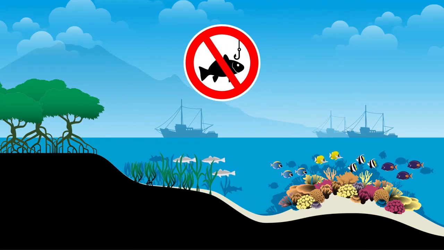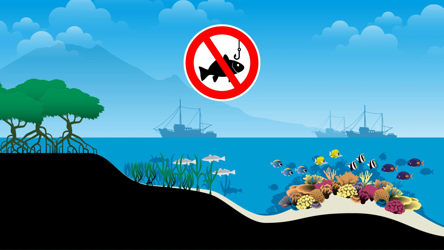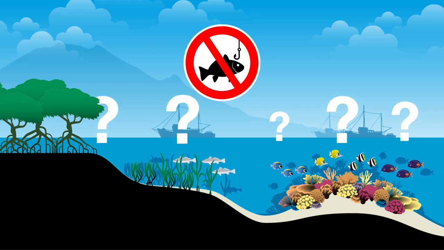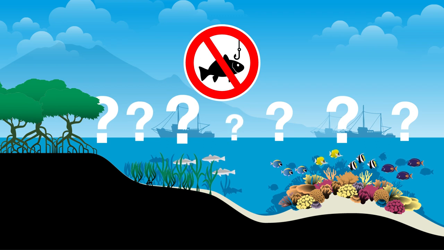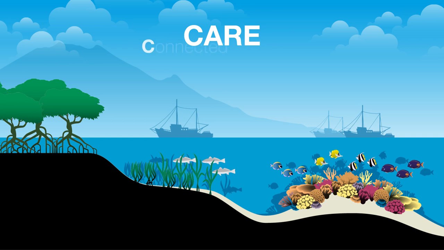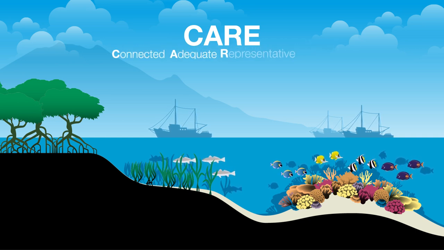Establishing no-take marine reserves is one way to curb the decline of biodiversity, but determining which areas to protect and how to prioritize management actions in space can be very complicated, so we use the word CARE to help us remember the fundamental principles for a conservation plan that will protect biodiversity and the livelihoods of people who depend on it.